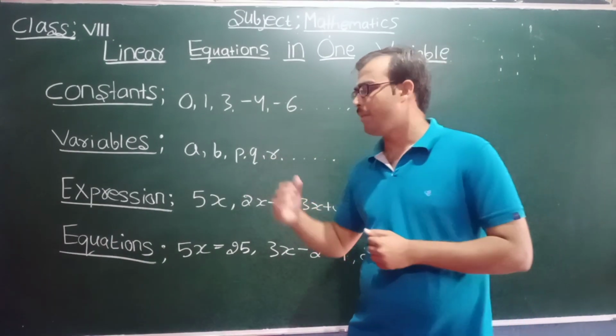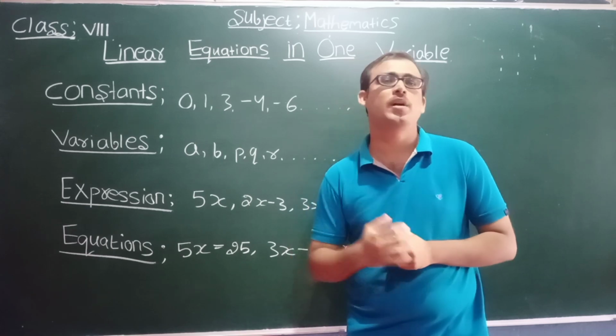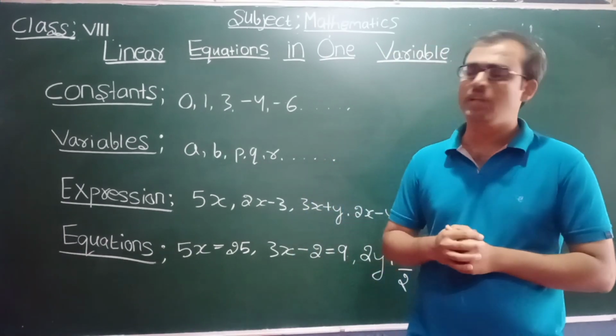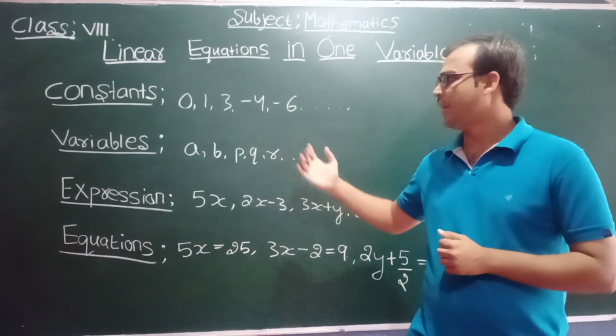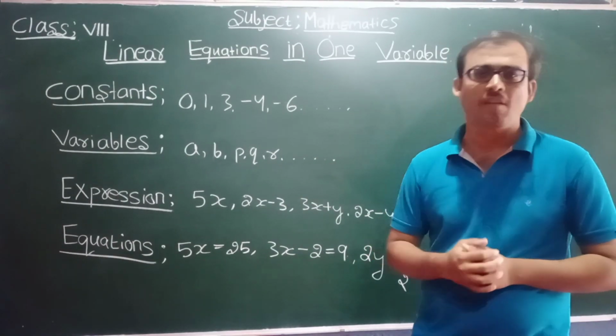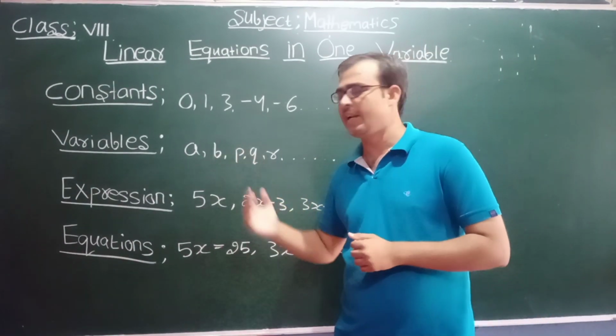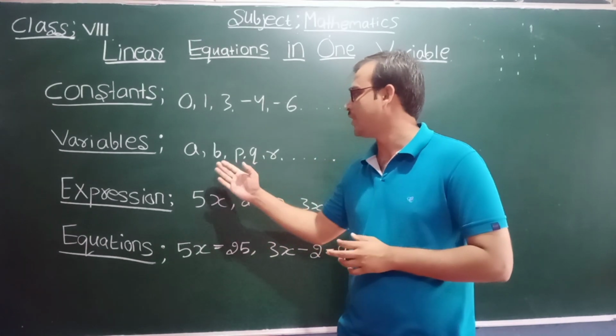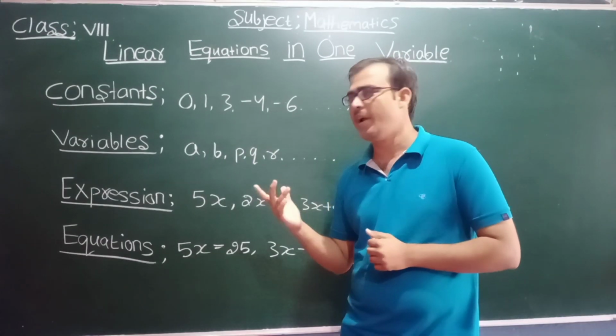The next one is variables. Variables are nothing but the symbols that do not have any fixed value. You can take any alphabet to represent variables. Some examples of variables are a, b, p, q and r.